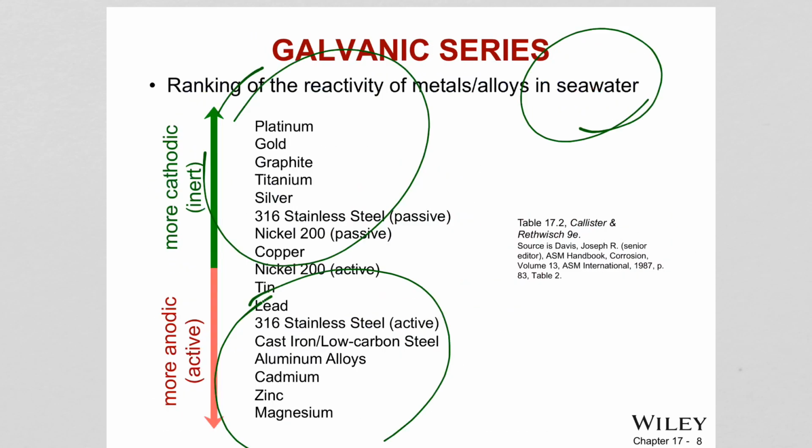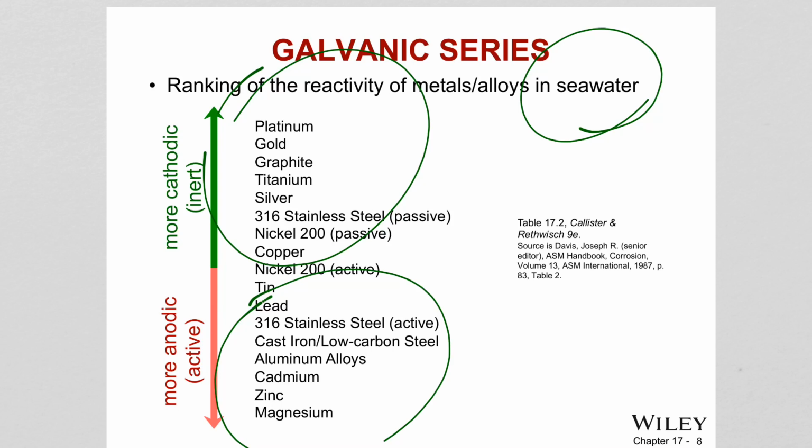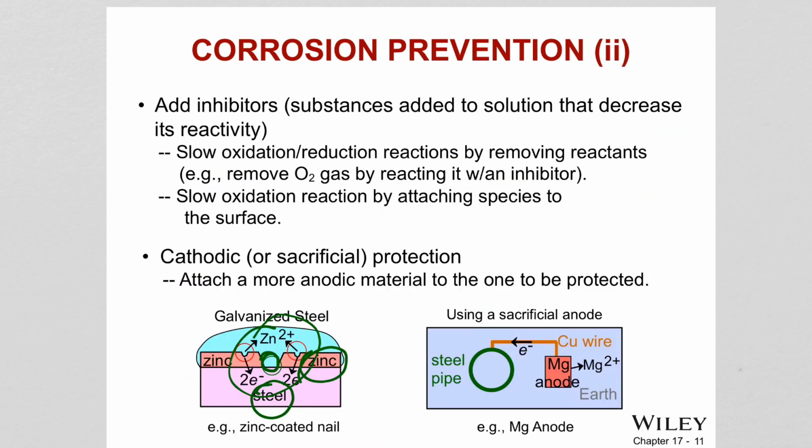You can also understand this if you get the EMF series and compare iron with zinc and magnesium. You see that zinc and magnesium are anodic compared to iron. That's why when you coat the surface or attach them in this form, the magnesium or the zinc will corrode first instead of the steel. But these are sacrificial, meaning the zinc or the magnesium will go away at a certain time because it's dissolving into the environment. So sometimes you need to keep replacing these coatings or anodes to continue providing protection.